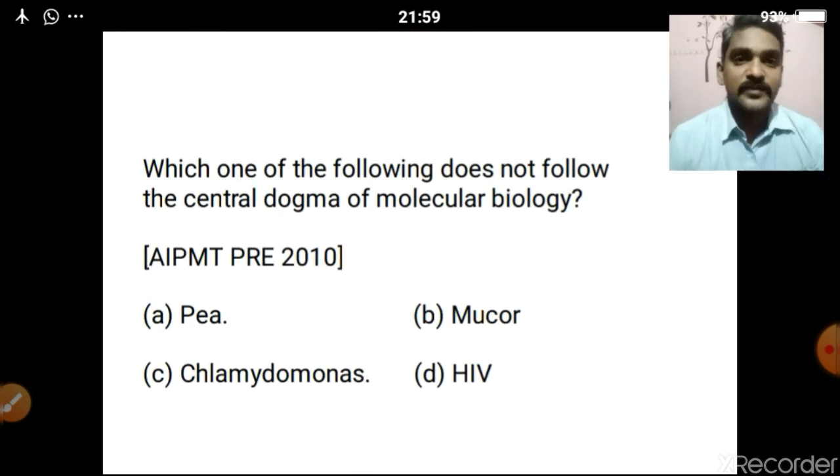Next question. Which one of the following does not follow the central dogma of molecular biology? What is the central dogma? It is the main principle by which all living organisms survive, that is from DNA to DNA, that is replication. From DNA to RNA is transcription, and then RNA to protein is called translation. This is the central dogma.